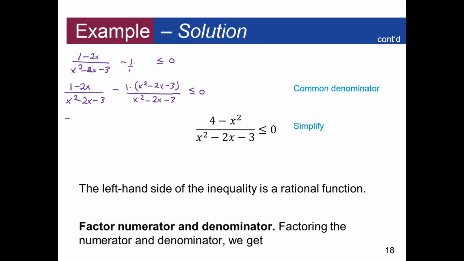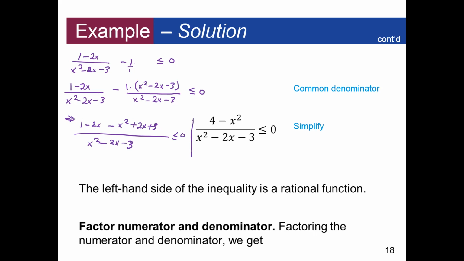And that gives me, since they have a common denominator, the denominator will be x squared minus 2x minus 3. And then you have 1 minus 2x. And then we have negative 1 distributed over. That gives us minus x squared, and then plus 2x, then plus 3. All right. All this is less than or equal to what? 0. Right.